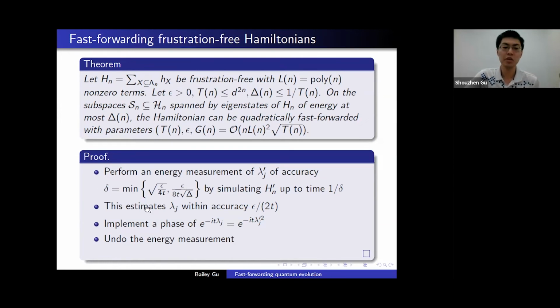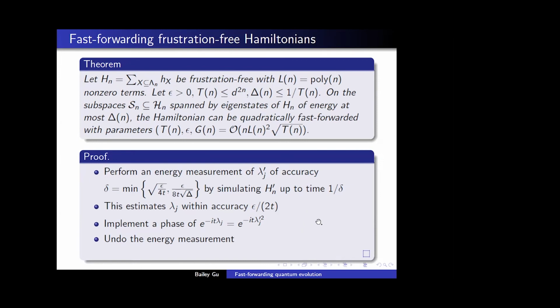After we do this, we get an estimate of lambda, the eigenvalues of the Hamiltonian we're interested in, with the accuracy epsilon over 2t. And I mean, this one we can just square lambda j prime. After we do this, we implement the phase, and then we undo the energy measurement. And at the end of the day, we will get simulation of the original Hamiltonian with the desired accuracy.